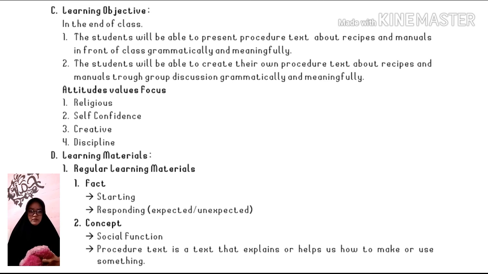Okay, now we are going to talk about learning objectives. So here, at the end of class, there are two learning objectives. The first is the students will be able to present procedure text about recipes and manuals in front of class grammatically and meaningfully. So the second, the students will be able to create or make their own procedure text about recipes and manuals through group discussion grammatically and meaningfully.